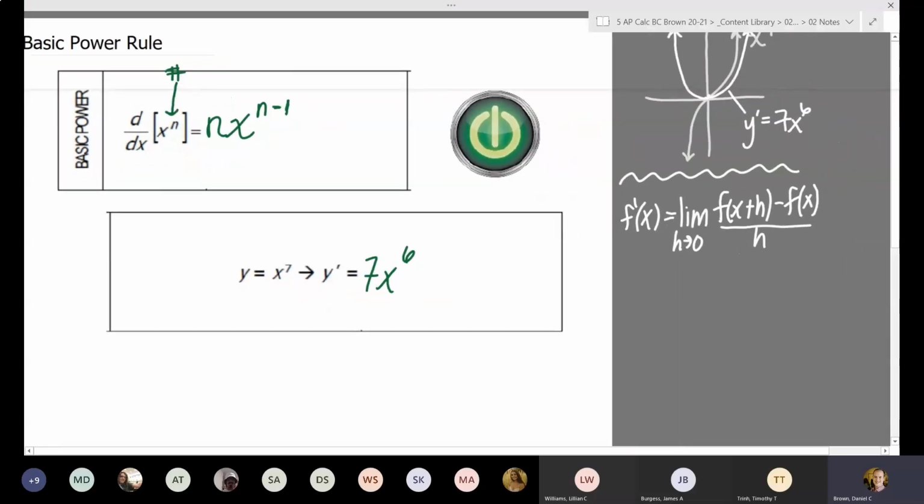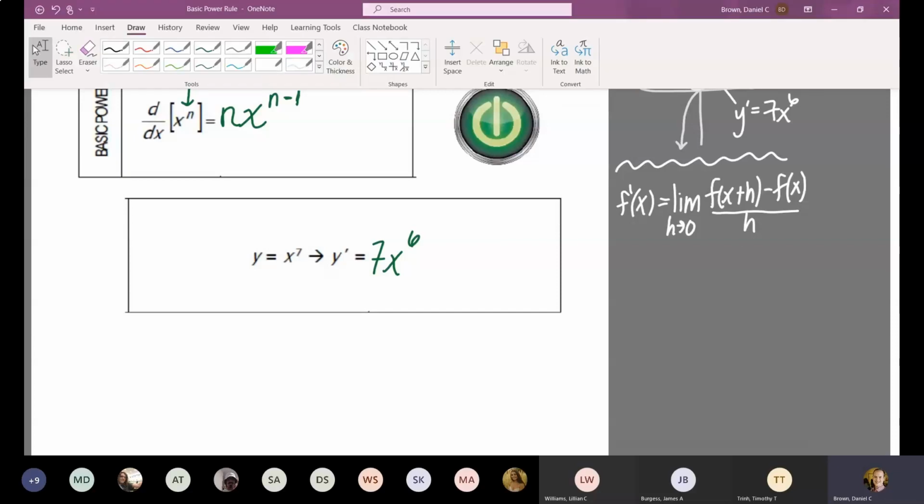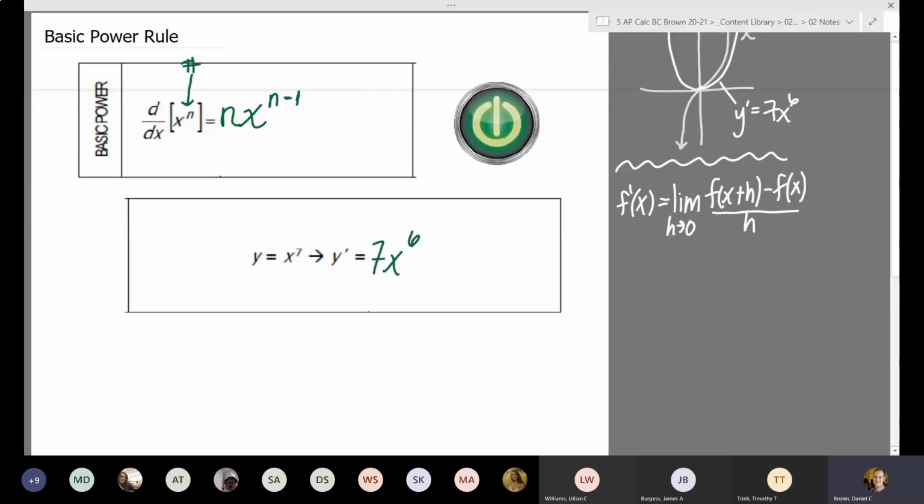Well, if we evaluate this with our function being x to the 7th, I'm not going to do this one because it's a very gross one to simplify. But if I were to, f of x is this function, that's what we want to take the derivative of. So I have the limit as h goes to 0 of (x plus h) to the 7th minus f of x, all over h.